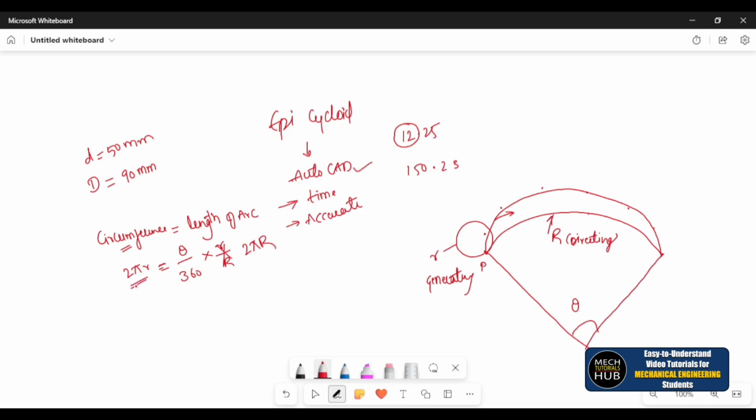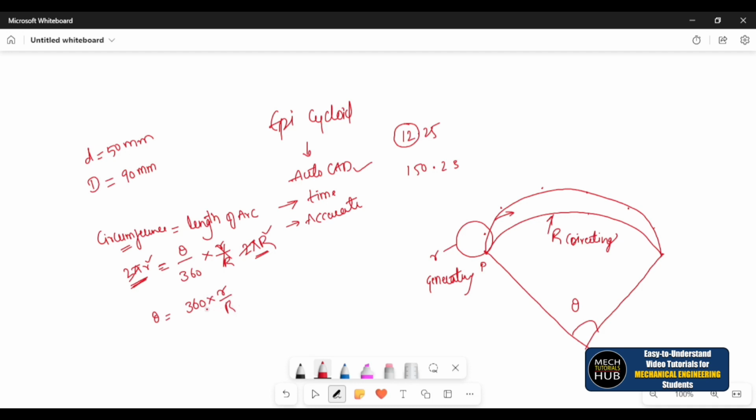Here this is the generating circle radius, circumference 2 pi r, and here it is the directing circle circumference 2 pi capital R. Small r. Okay, then these two will get cancelled. Accordingly, theta is equal to 360 multiplied by small r by capital R. This will go down. Okay, this is the formula.